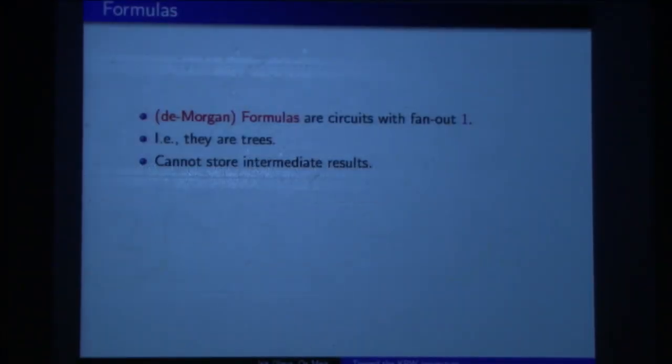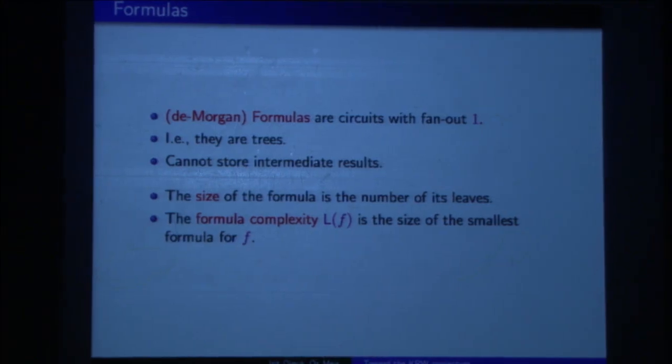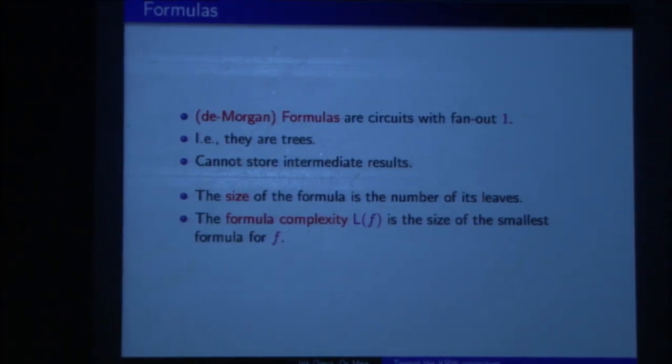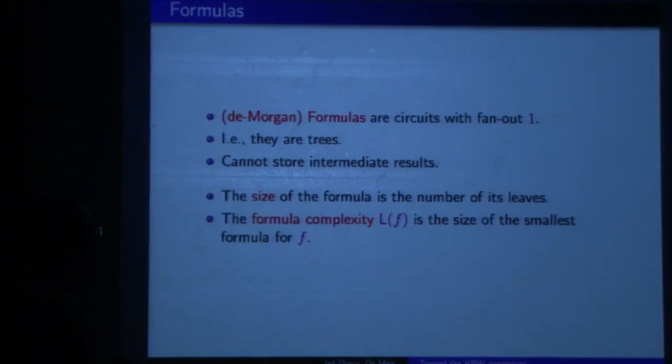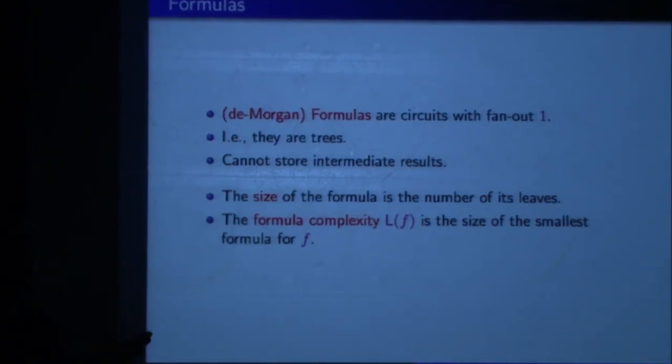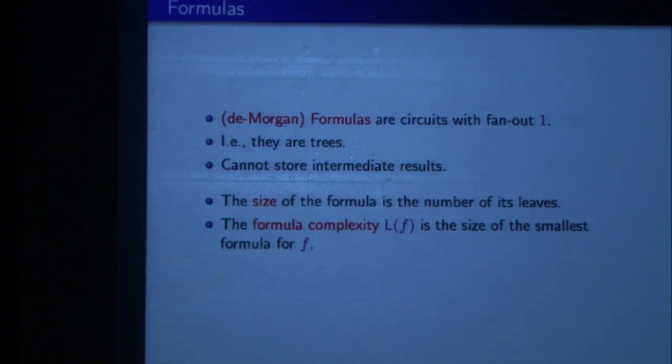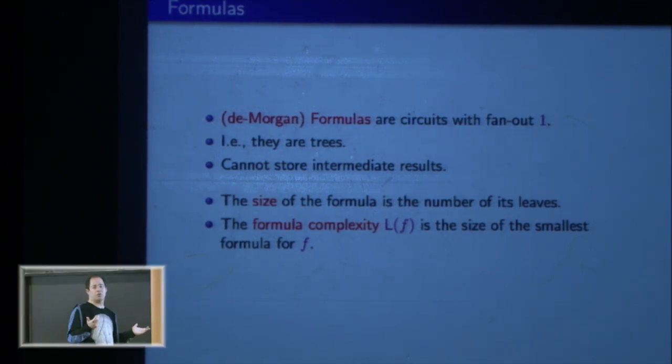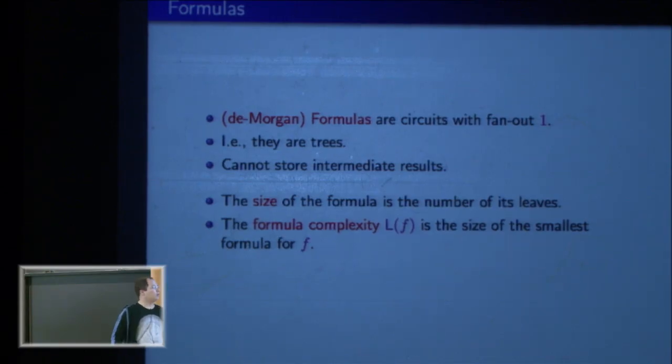And as usual in complexity theory, what we want to do in life is to prove lower bounds on the size of the formula. Usually when talking about circuits, we measure the size by the number of wires, but since formulas are trees, it's much more convenient to measure it by the number of leaves, because the number of leaves is about 2 times the number of wires or something like that. And we define, naturally, the formula complexity, denoted L of f, as the size of the smallest formula for f.